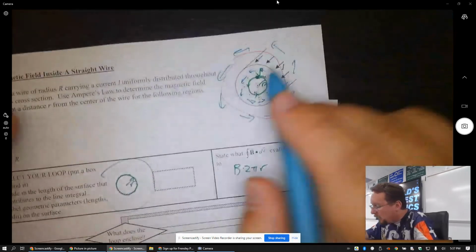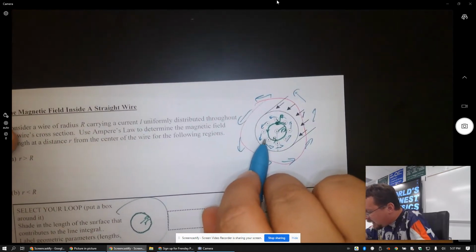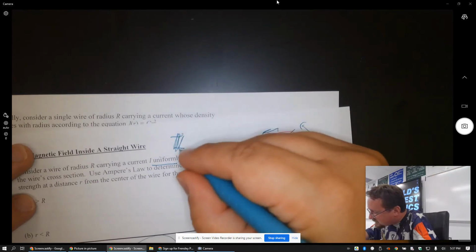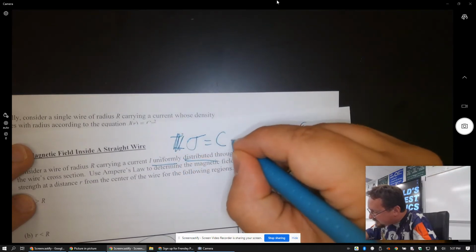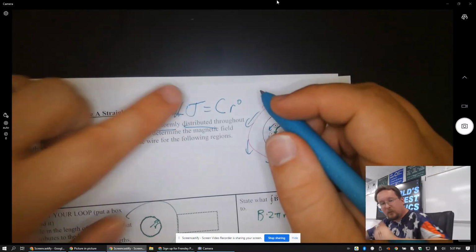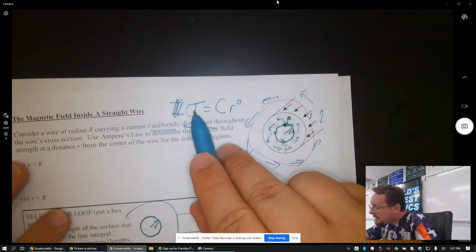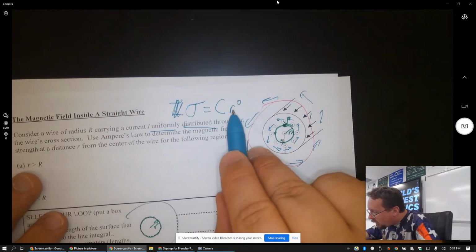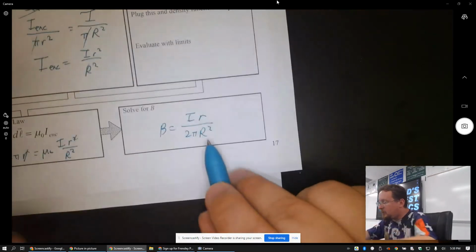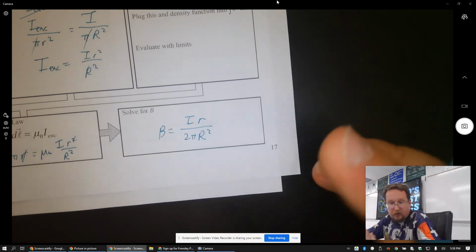Okay, now what is the charge density again? Uniformly distributed. So that means that the current density, J, is a constant times r to the 0. You remember in the last video where I told you that the field is always one power higher than the density? The density is r to the 0 because it's a constant. What's one power higher than r to the 0? R to the 1. It's worth remembering.